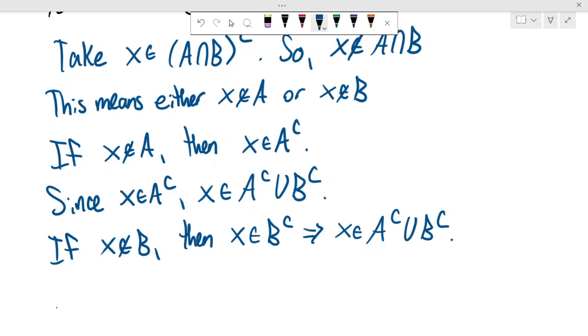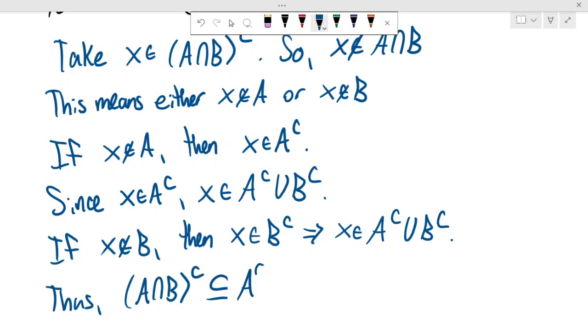Okay. So here we've conclusively shown that if we take any X in A intersect B complement, it has to be in the union of A complement and B complement. So we have proven this direction. Okay. So now we go ahead and do the other direction.